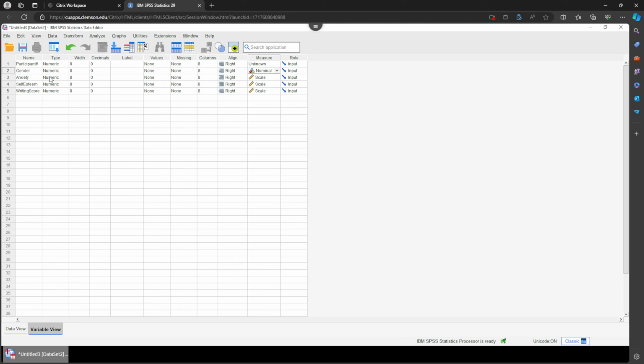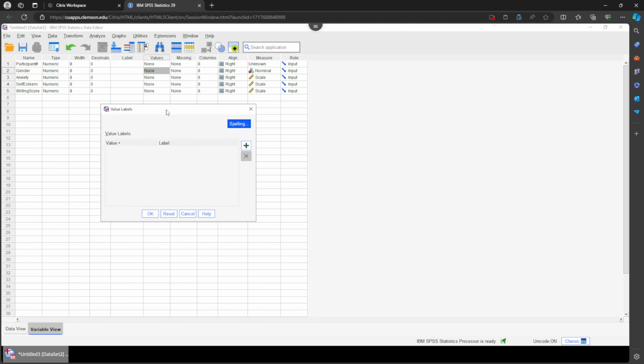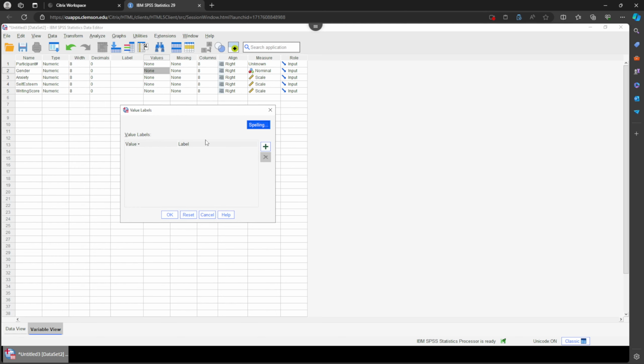And actually, because gender is a nominal variable, anytime we have a nominal variable, we need to come in and assign what values are associated with the corresponding choices for that variable. So if I click on the cell values under my gender variable and then click these three dots on the right, it's going to pull up a new window that I have to then select what those values are assigned.